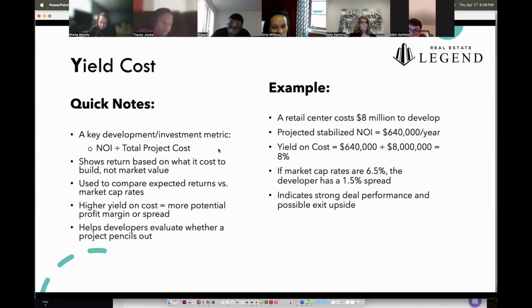Yield on cost. So this kind of goes into calculations. It basically shows a return based on what it costs to build it. And so here's an example. There's a retail center, cost 8 million to develop. We're projecting an NOI, net operating income, which is annual profit. So the yield on cost would be my projected profit divided by how much it cost me to build this thing, which is 8%. So I'd be like, oh, my yield on cost would be about 8%. So if market cap rates are 6.5, I have a 1.5 spread. So it's just something you do in calculations.